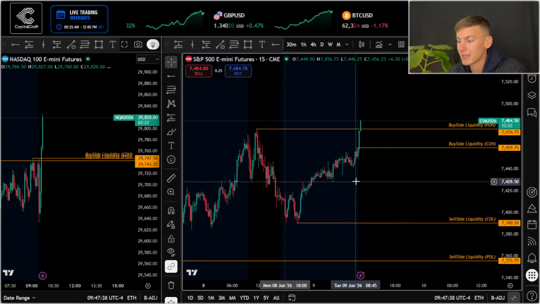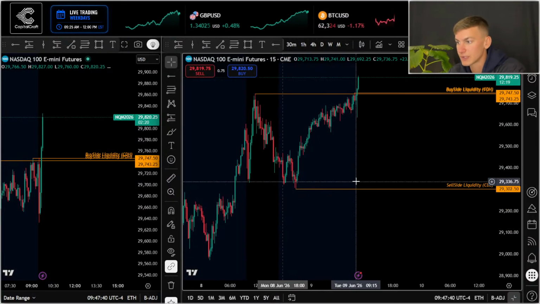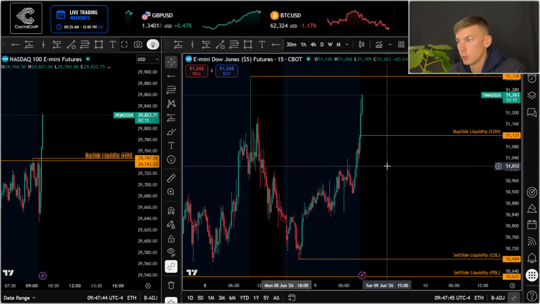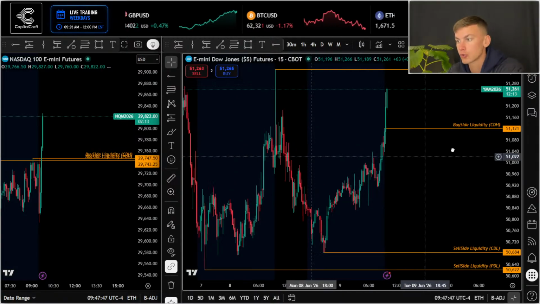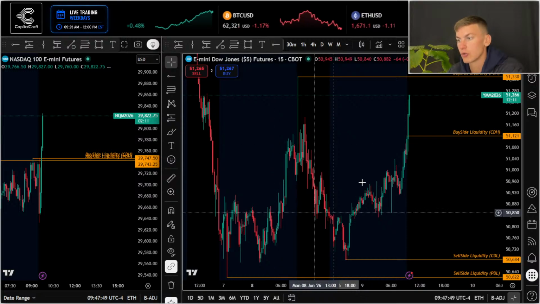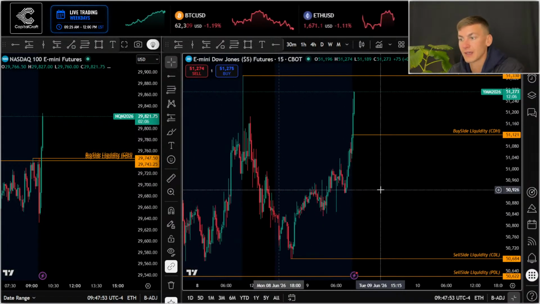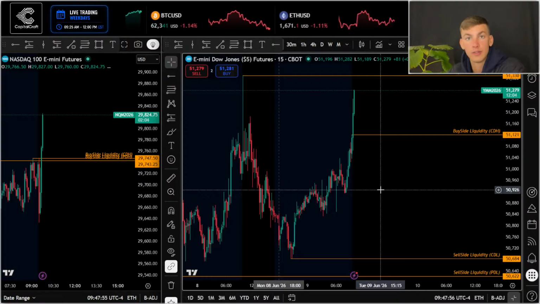So we can see that the S&P has taken out previous day high. We can see that the Nasdaq has also taken out previous day high. Now, it's all got to do with the Dow Jones, and the Dow Jones is also in a trading range. It is also within yesterday's market profile. It has not taken out the high or the low of yesterday's range.